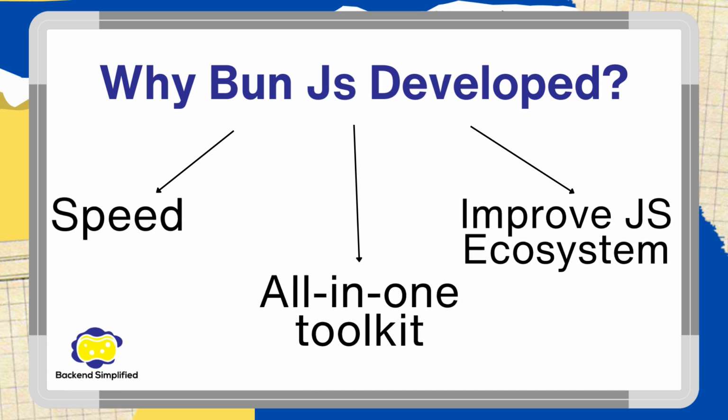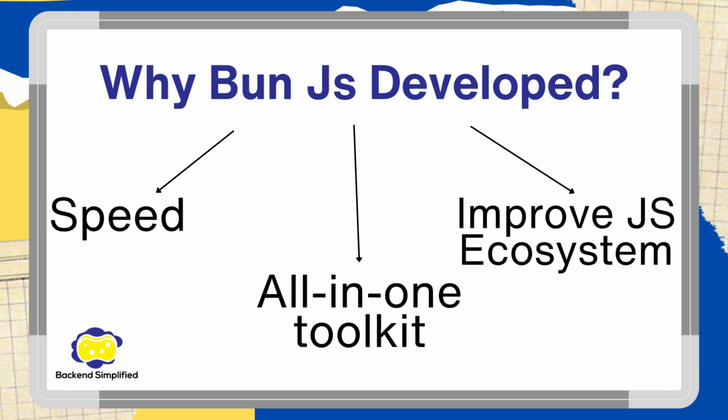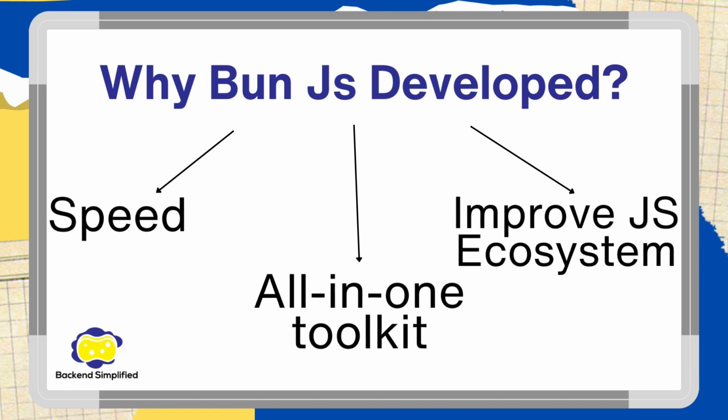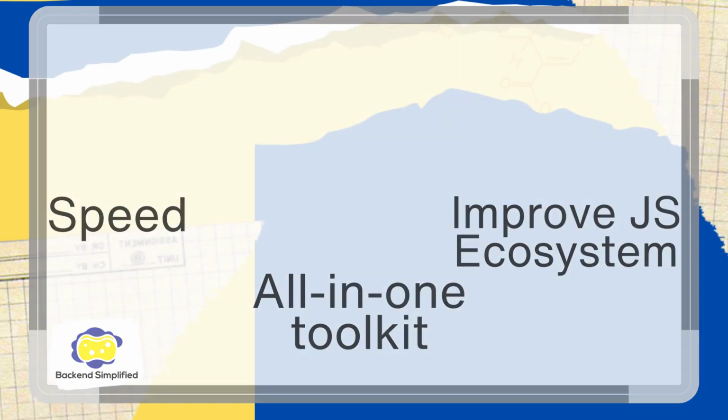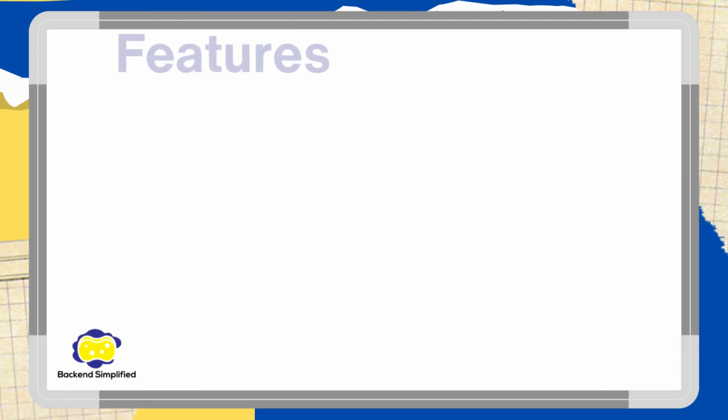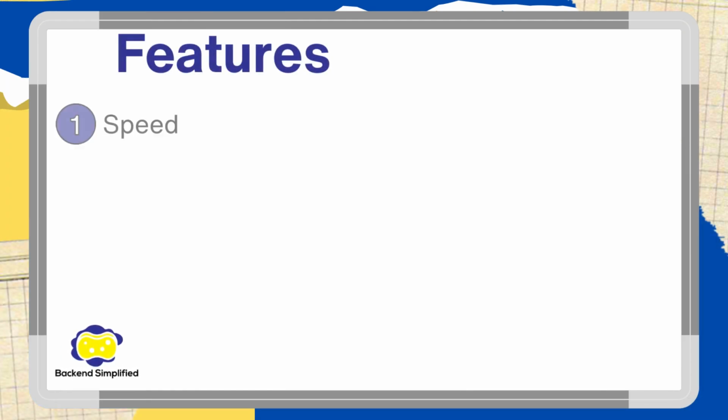Before we explore Bun's main features, it's important to know that Bun is designed to seamlessly integrate with your existing ecosystem, without requiring extensive project refactoring. Here are the main features. The first one is speed, as we mentioned before.